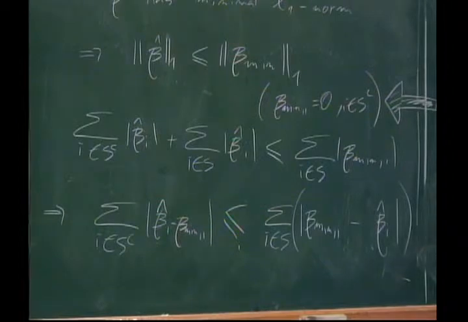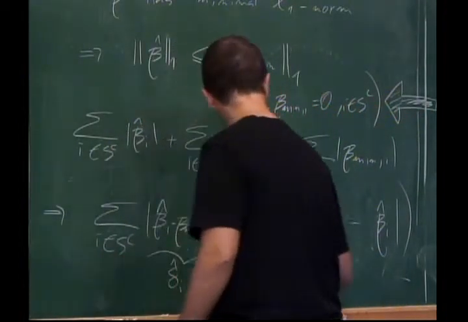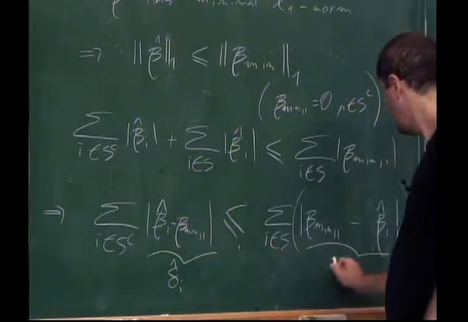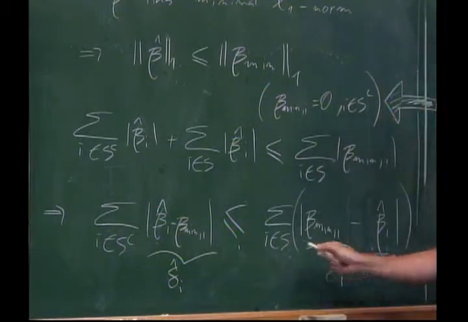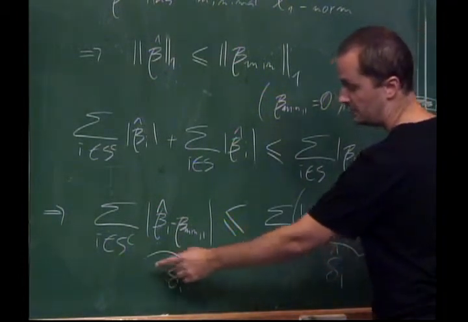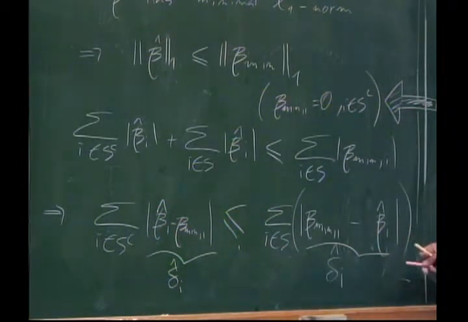What do I have here now? Well, this is the ith coordinate of delta hat, for i belonging to S complement. And this is the ith coordinate of delta i for i belonging to S. So what I proved is that the L1 norm of delta hat restricted to S complement is less than the L1 norm restricted to S, which is precisely saying that delta hat belongs to CS1.